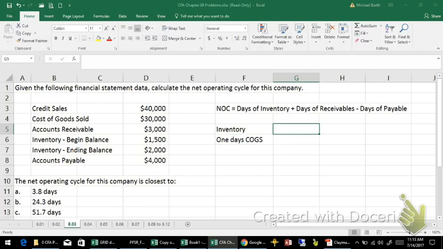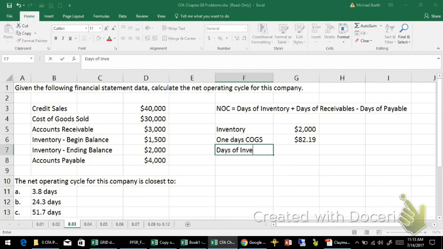All right, so our inventory, we have an ending balance of $2,000, 1 day's cost of goods sold, $30,000 divided by 365. So the days of inventory is ending inventory divided by average days cost of goods sold. And that's about 24 days and change.